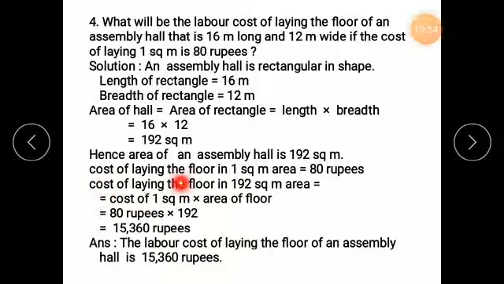Now, the cost of laying the floor in 1 square meter area is 80 rupees. एक square meter के लिए कितनी cost बताई है? See the question. Laying 1 square meter is 80 rupees. So 1 square meter के लिए 80 rupees. So 192 square meter के लिए कितना? So what we will do here? We will multiply. So cost of 1 square meter into area of the floor. So 80 rupees into 192. So it will become 15,360 rupees. So the labor cost of laying the floor of an assembly hall is 15,360 rupees.